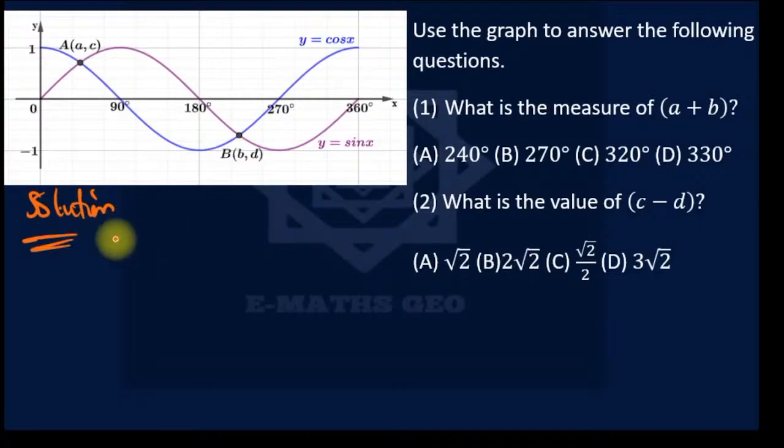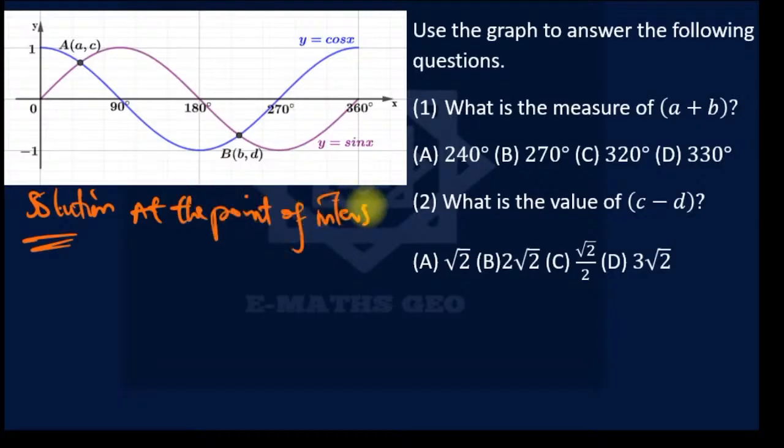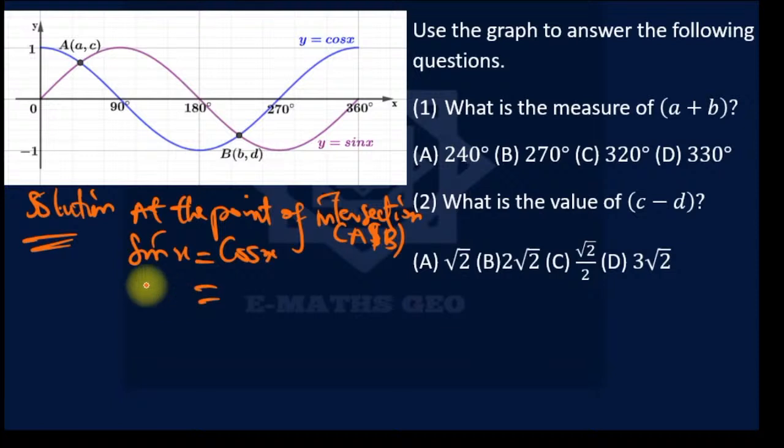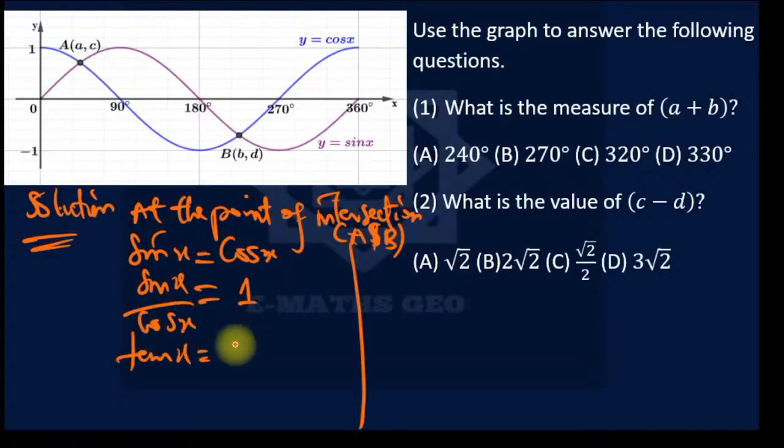At the point of intersection, sine x is equal to cos x. Yes, so at A and B, the two graphs are equal. So solving this, dividing both sides by cos, I have sine over cos, which is 1. So this is tan x equal to 1.